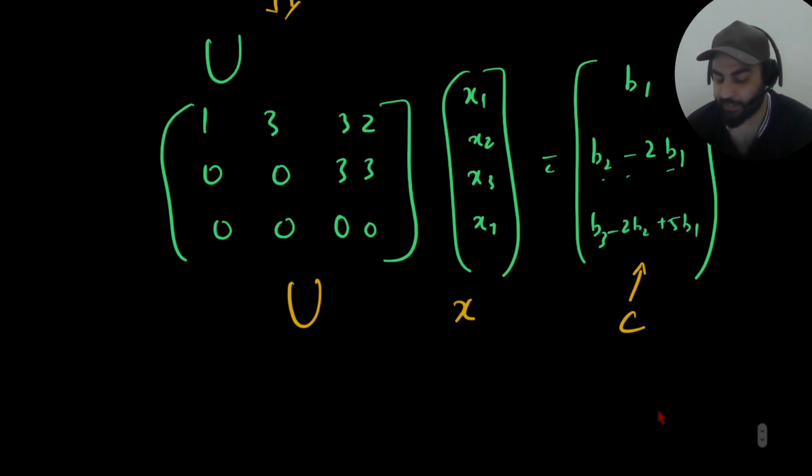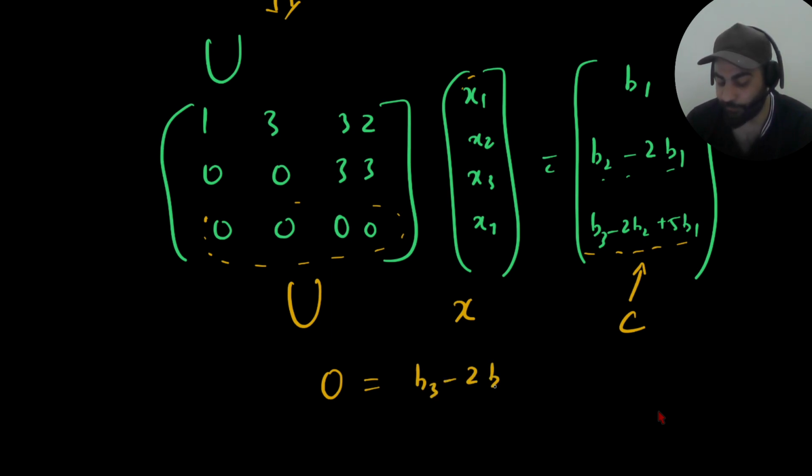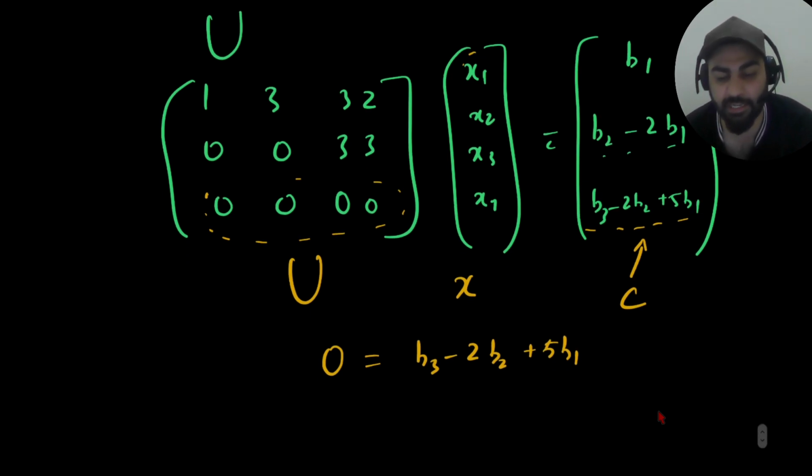Now the first thing we need to see is this equation. It basically says 0 is equal to the whole of this thing: 0 is equal to b3 minus 2b2 plus 5b1. This is what this tells me. Okay, is it clear? Then I can move ahead. So it is not clear whether these equations have a solution. The third equation is in doubt. The third equation says b3 minus 2b2 plus 5b1 is equal to 0.